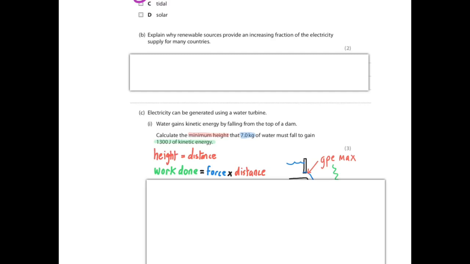Force and distance. Force is the effect of gravity on a mass, and we've got mass. By multiplying this by the gravitational field strength, which on our planet is always 10, very easy, by multiplying 7 by 10, we get 70 newtons, and then we have our force over here. So now we've got this, and we've got work done here. We just need to rearrange it. So work done divided by force will give you distance.